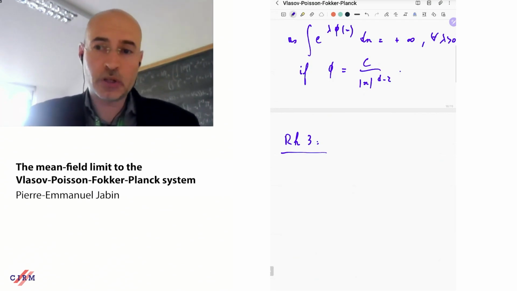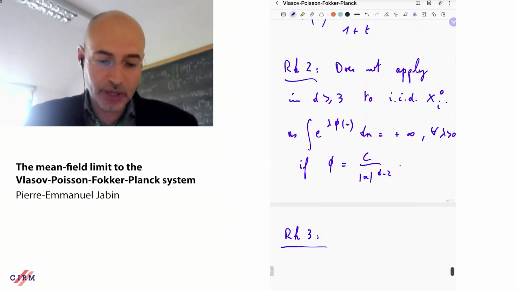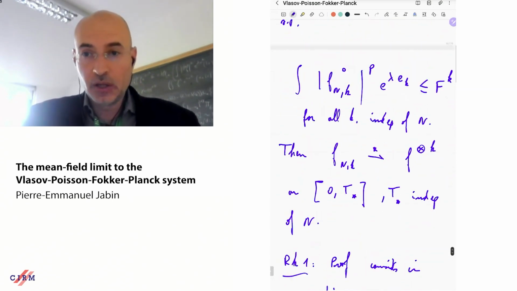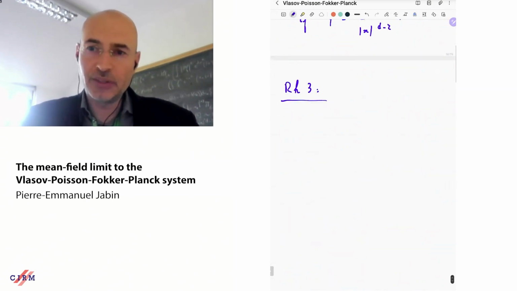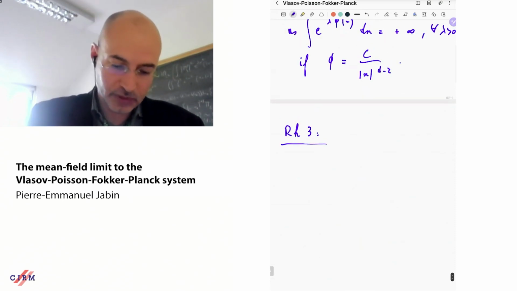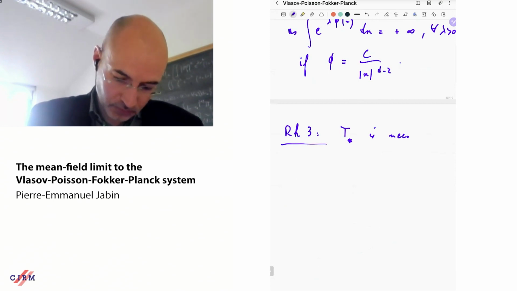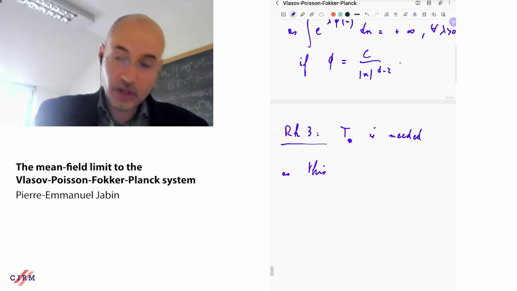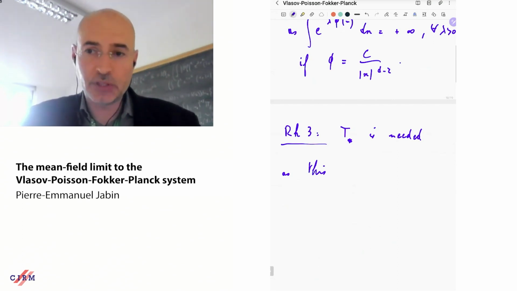And the third remark is, in a case like that, and the way I've written the theorem and the way I have a proof, for sure I need a short time. And the reason I need a short time is that this approach implies propagation of exponential moment in velocity in any dimension.